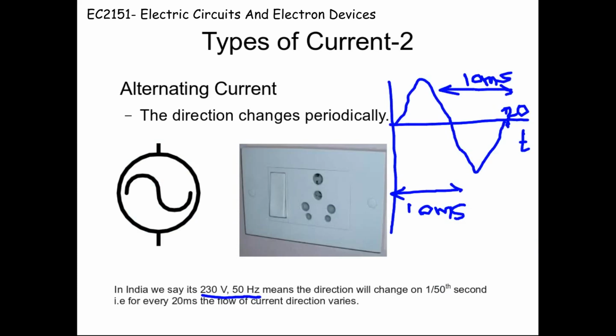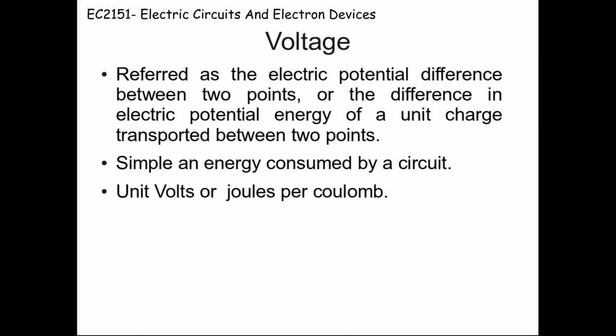And in India, every 20 milliseconds we have one cycle, and each cycle consists of a positive value and a negative value, which means for the first 10 milliseconds we have a positive value, and for the next 10 milliseconds we have a negative value, right? So the next term you need to know is voltage.